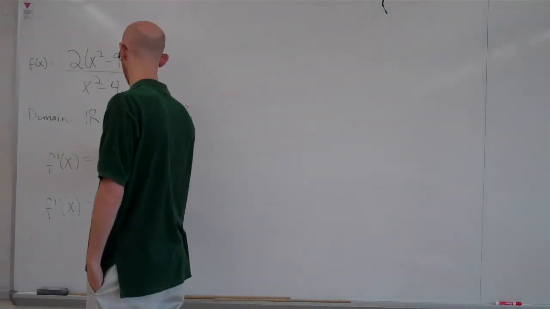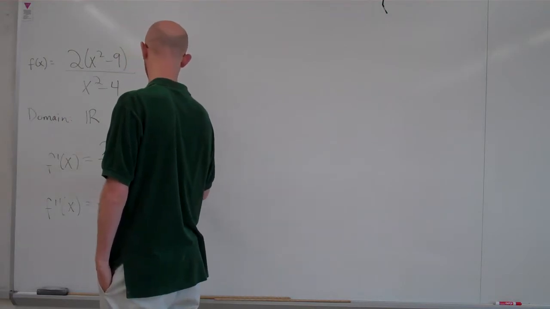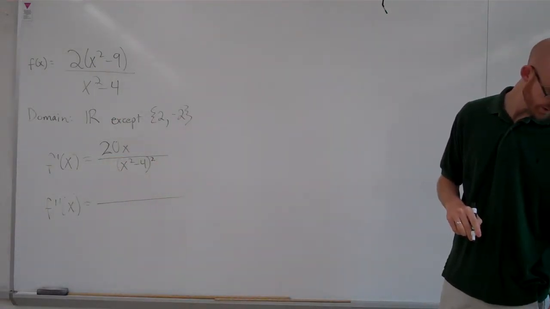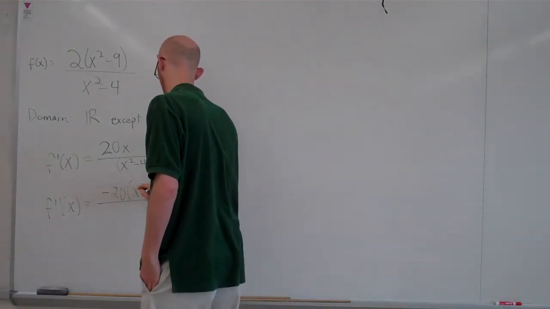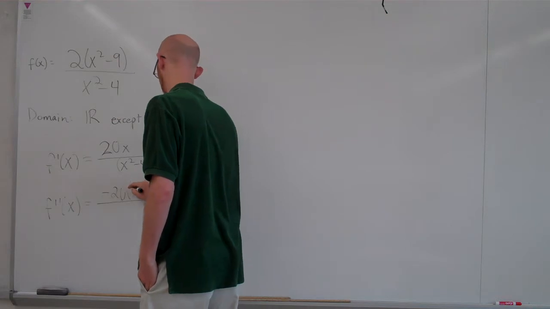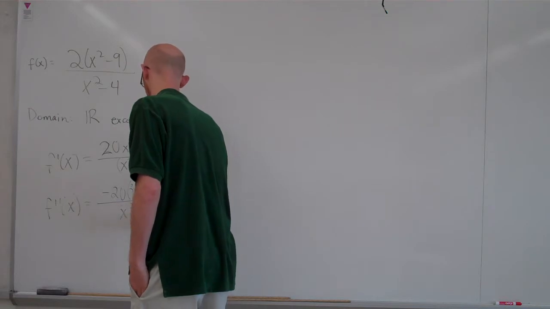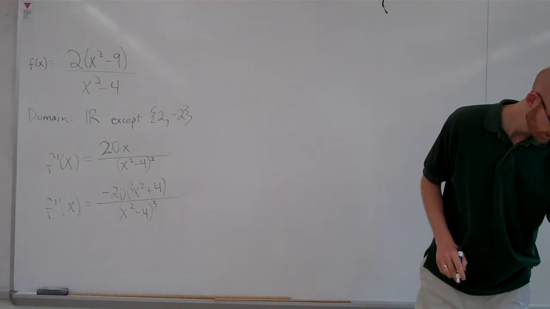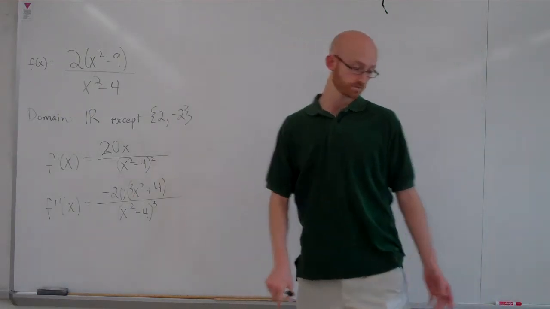The first one should be 20x over x squared minus 4, squared. And the second derivative should be negative 20 times 3x squared plus 4 over x squared minus 4, cubed. So now those are our two derivatives.